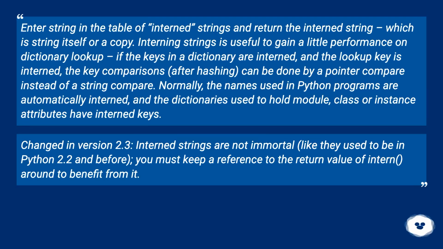Normally, the names used in Python programs are automatically interned, and the dictionaries used to hold module, class, or instance attributes have interned keys. Changed in version 2.3: interned strings are not immortal, like they used to be in Python 2.2 and before. You must keep a reference to the return value of intern around to benefit from it.